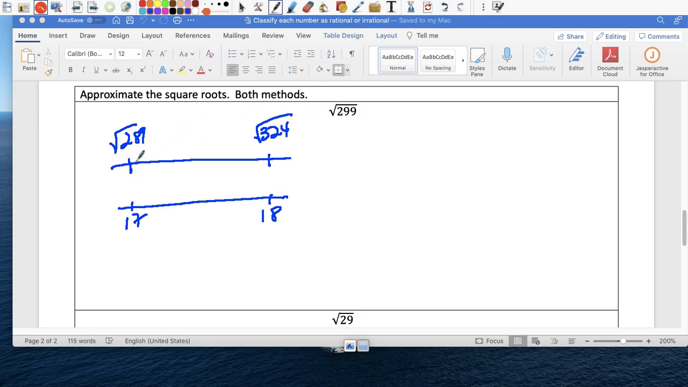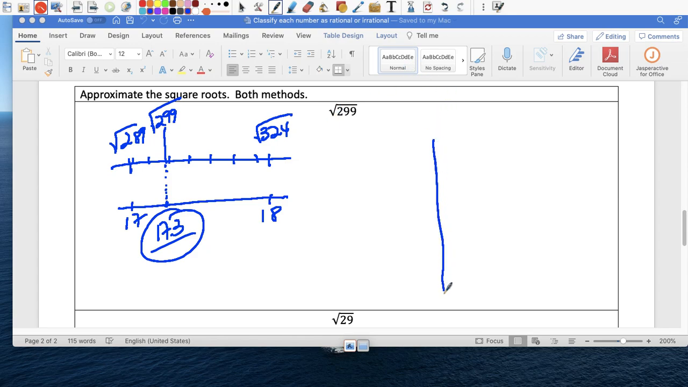So 299 would be somewhere there. Let's see, 289, 290, 295. Let me make it just a little bit bigger. 290, 295, 300, 305, 310, 315, 320, okay. 289, 290, 295, so the square root of 299 is somewhere over here. And if I drop that, what does that look like? I don't know, maybe 17.3. So let's leave it at that.